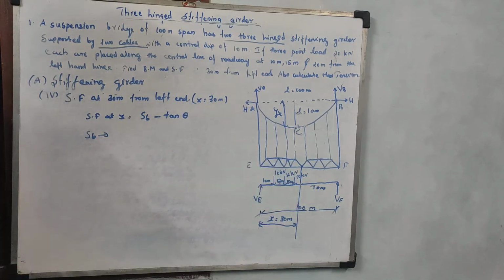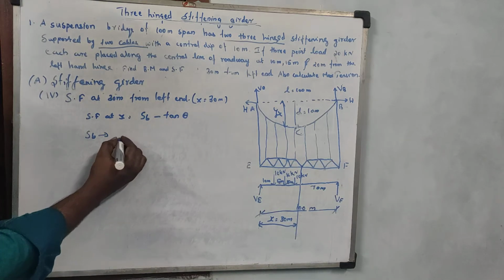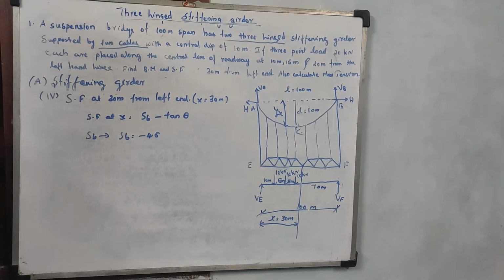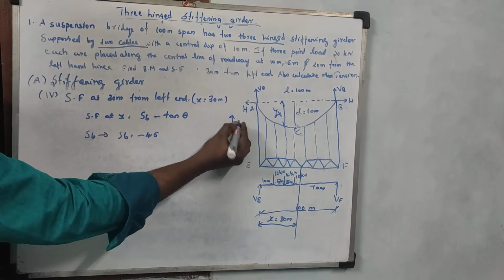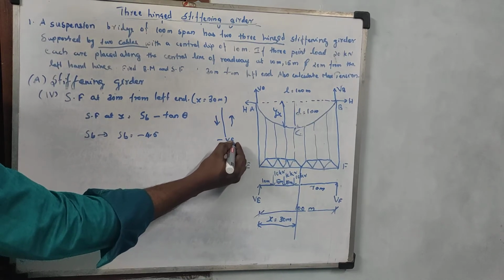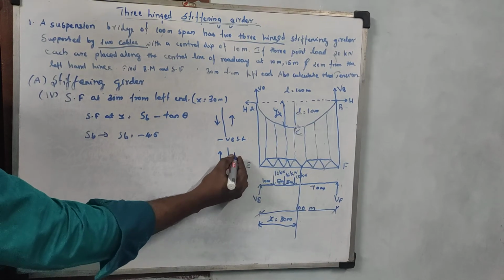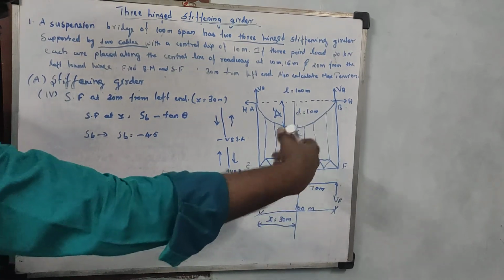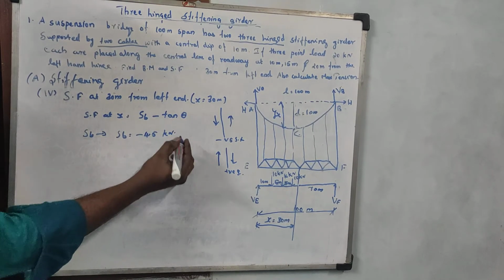Right side there is one load, that is VF. SB equal to minus 4.5. We have to know the sign of shear force. If right side upward, left side downward, it is negative shear force. Left side upward, right side downward, it is positive shear force. Here the reaction is on the right side, upward means negative, minus 4.5 kilonewton.